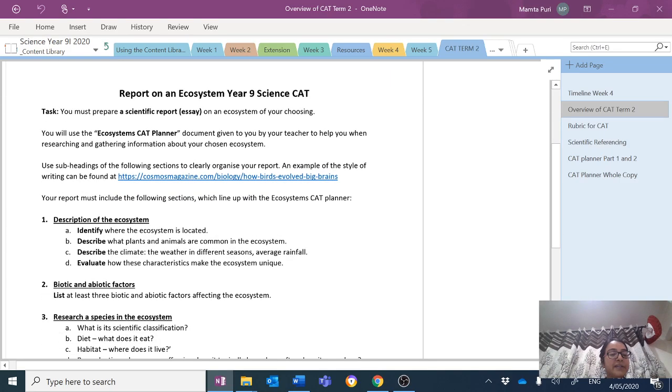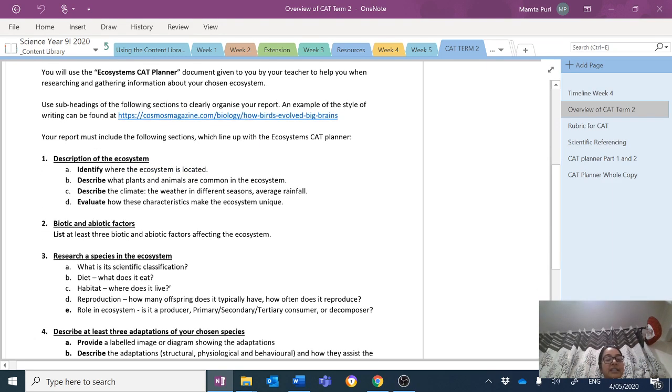This is what the expectations are from CAT. The task is that you are writing a simple essay or report on your chosen ecosystem using these definitions and these headings. Your report must contain these sections. The first section should be a detailed description of the ecosystem.